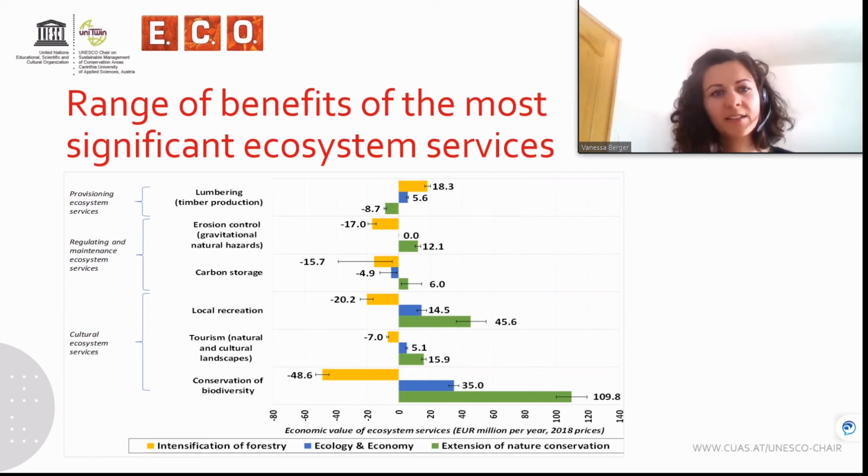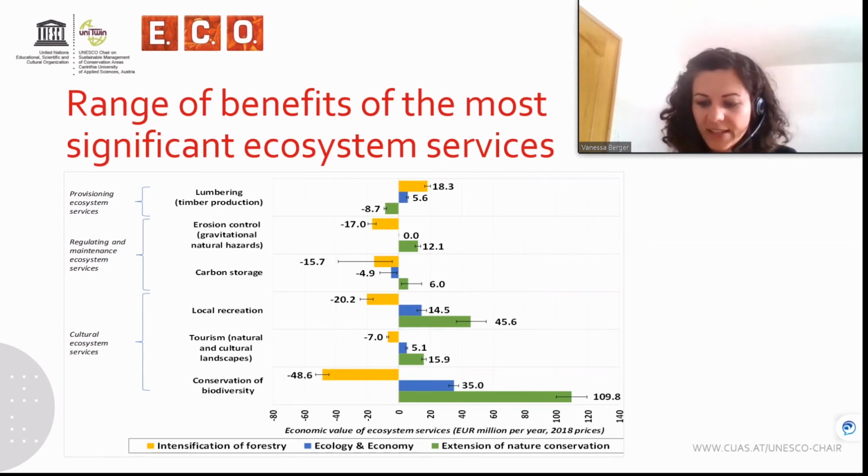Then another one was ecology and economy, where they try to balance ecologically important things like protected areas and high species richness with economic values. And then another scenario was about the extension of nature conservation. So this was the value of nature for our federal forest.